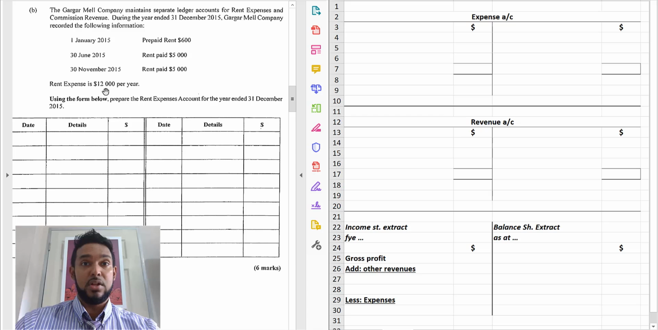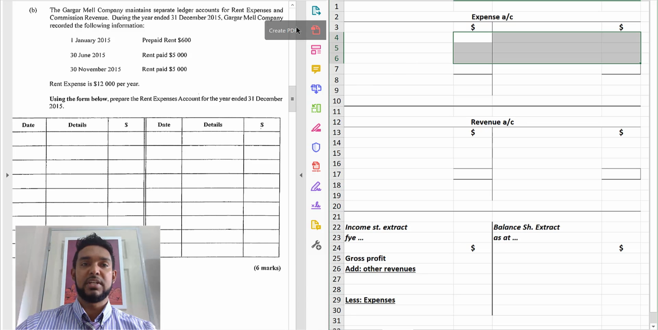However, the rent expense is 12,000. So have we paid enough? Nope, I don't think so. We're short by, what is that? 10,600 to 12,000, that's what, 1,400? Let's take a look. Okay, so using the form below, prepare the rent expense account. So rent prepaid.